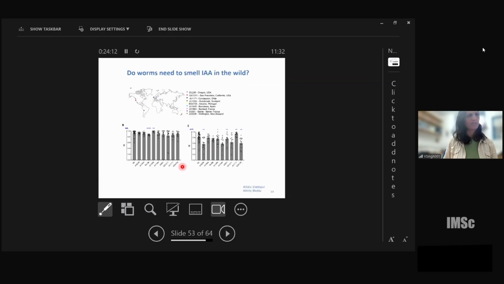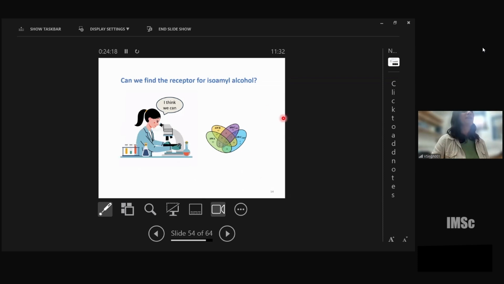So it says, okay, we have identified the neuron. Can we identify the receptor or G protein coupled receptors? So this is where Ritika went back to this list that she has created and then say, I'm going to look at these 29 receptors which are here in AWC neuron, or these 15 which are in other AWC neurons.